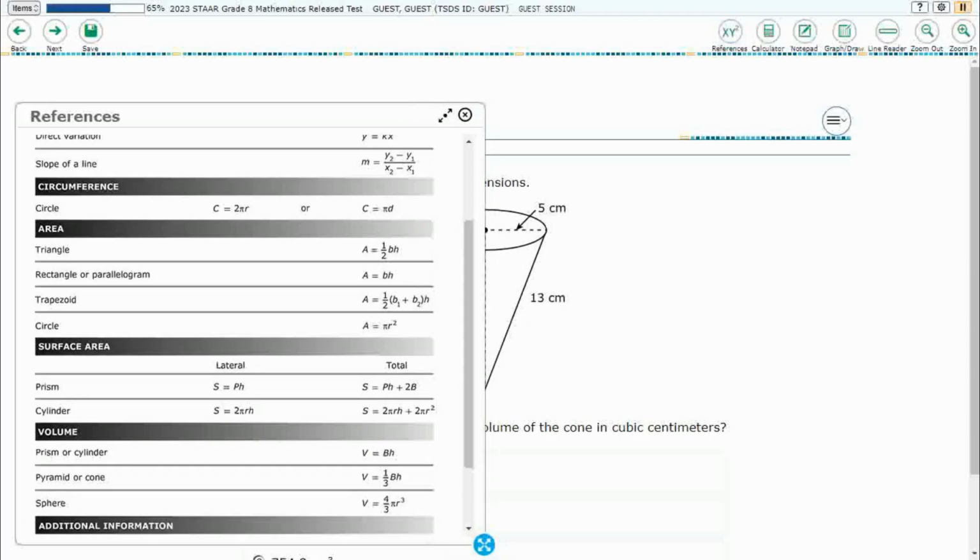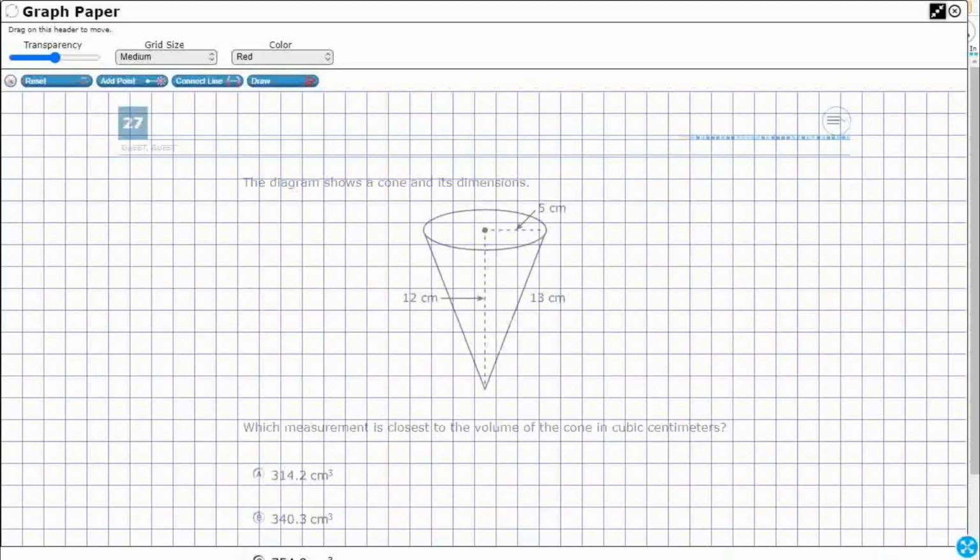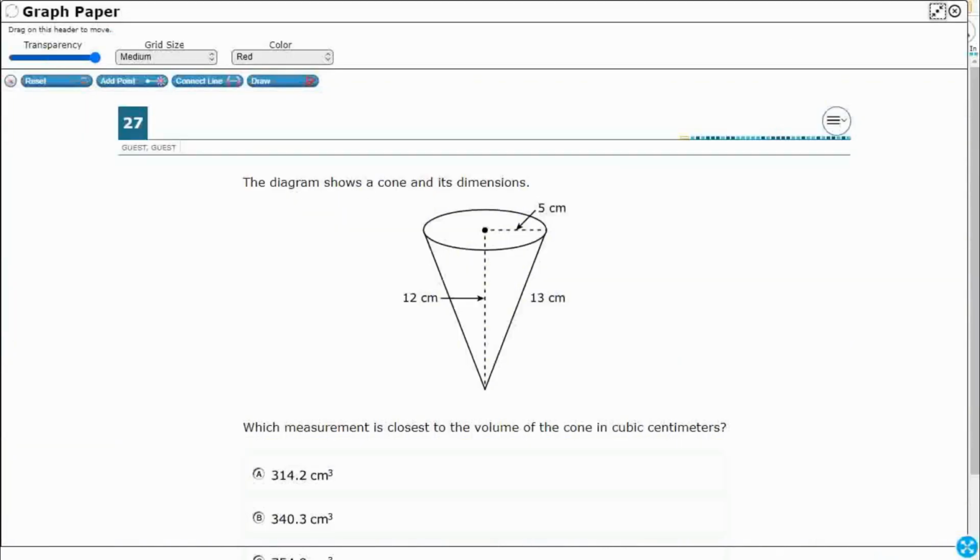There we go. So volume of a cone is going to be 1/3 base times height. We see that second to last row. So let's write that down. 1/3 base times height. And we need to interpret that a little bit here. This B actually means the area of the base. So our base is a circle right there.